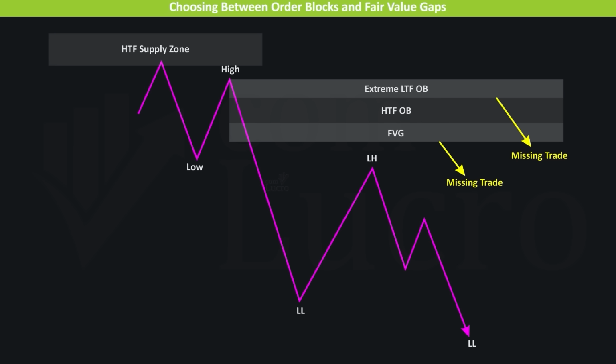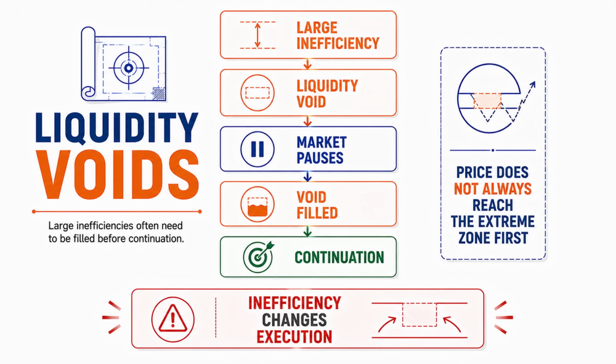The main reason price behaves this way is the level of inefficiency it creates while attempting to retrace toward the fair value gap or order block positioned at the extreme. When price forms a large inefficiency on its way to those zones, it leaves behind significant liquidity voids.